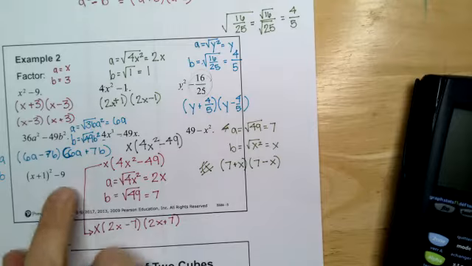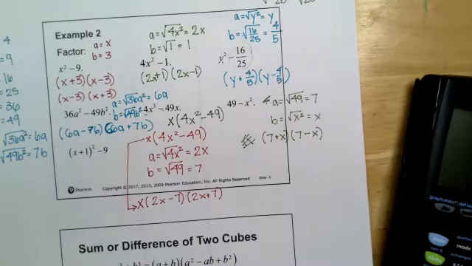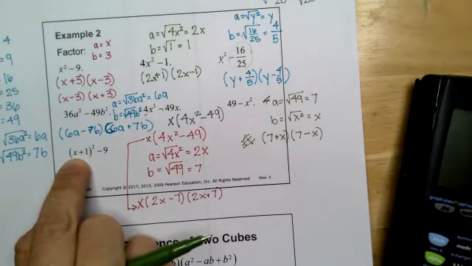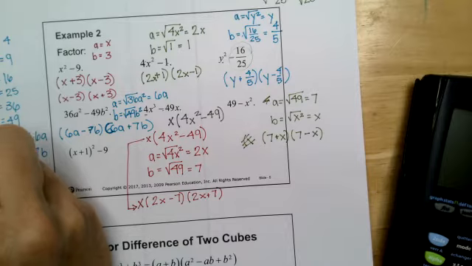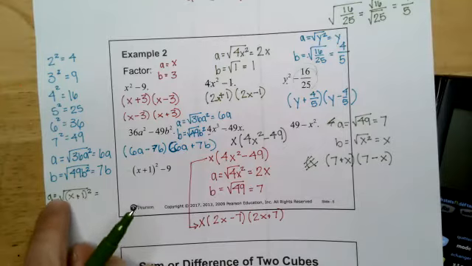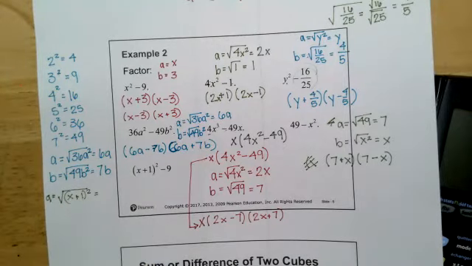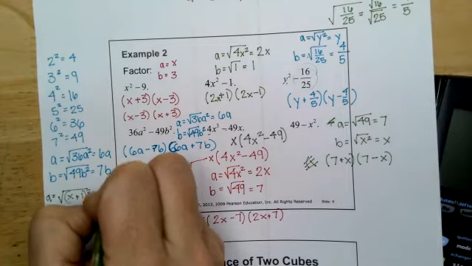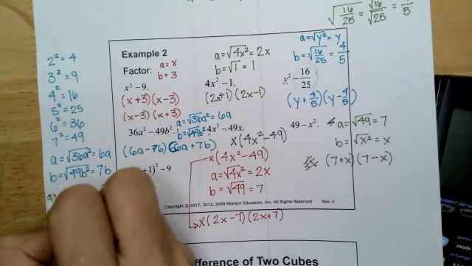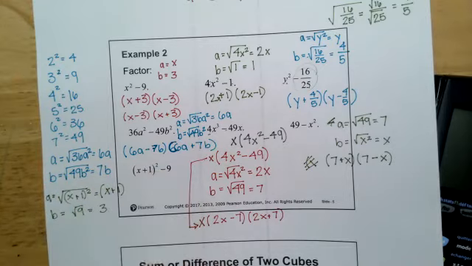All right, this one's weird, but if we don't overthink it and we just think, is this a perfect square? Yes, it is, because the square root cancels the second power. So a is x plus 1. B is the square root of 9, which is 3.